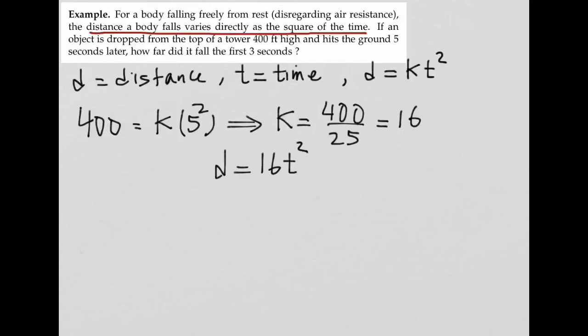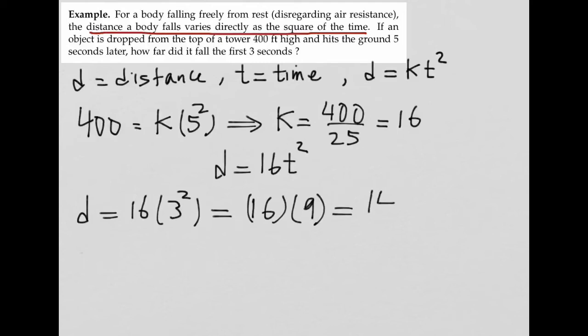The question asks, how far did the object fall the first 3 seconds? In other words, what is d when t is 3 seconds? Well, d is 16 times 3 squared. That's 16 times 9, which is 144 feet.